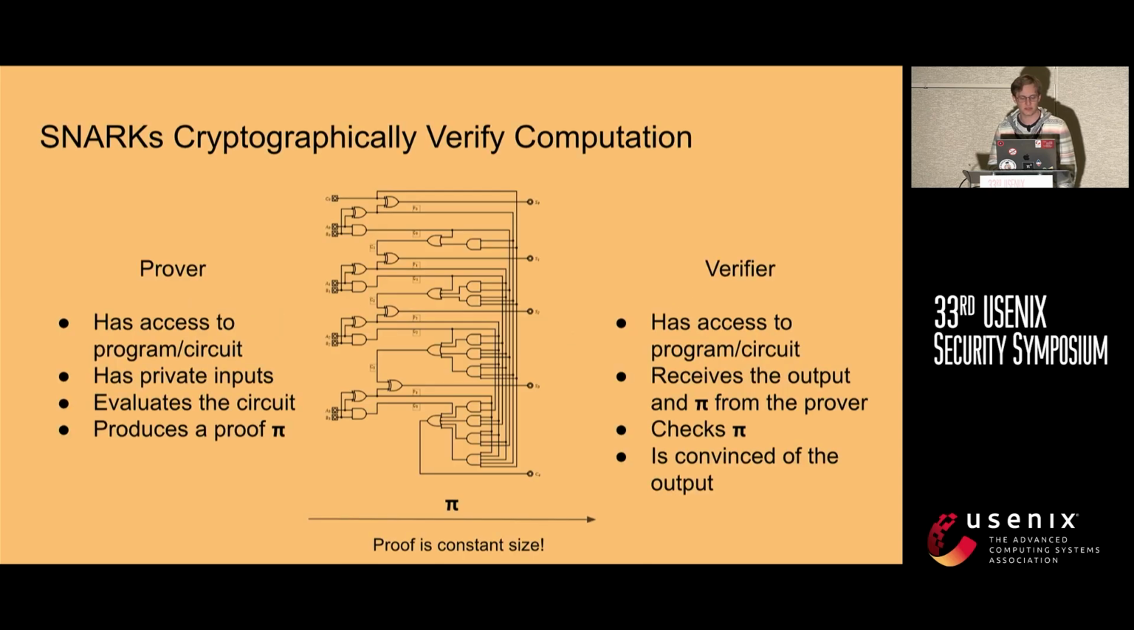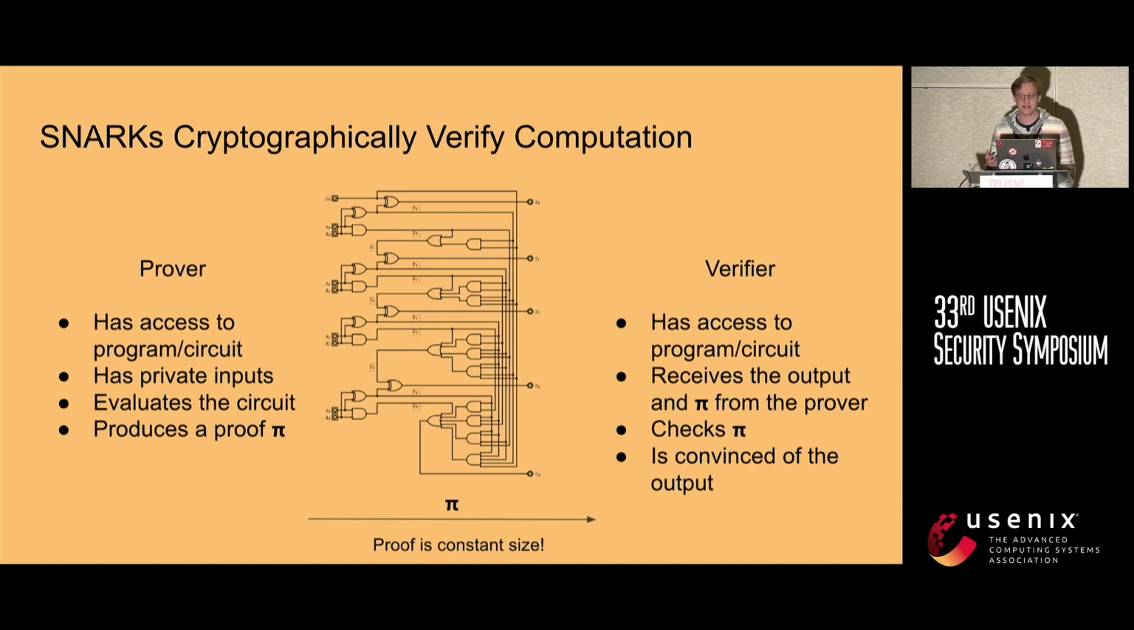Why are they good targets for formalization? So just what is a SNARK? It's this cryptographic primitive that's very useful for compressing a proof that a particular computation had a particular result. So in a SNARK, we have a prover and a verifier.